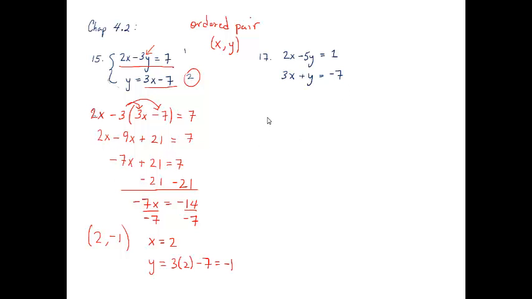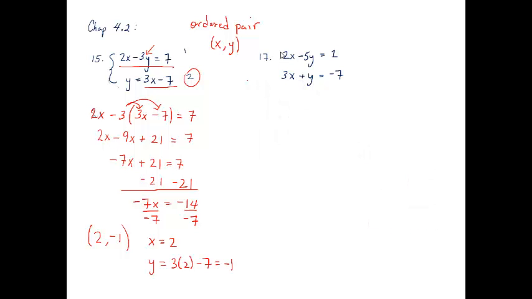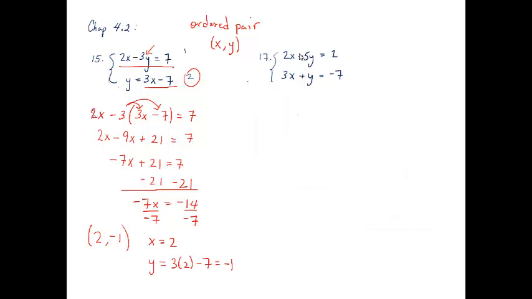Let's try number 17 because it's a little different from number 15. In number 17, I still want to solve my system of equations by substitution, but step 1 was not done for me. So I have to do that. Step 1 says solve one of the equations for one of the variables. So let's see here. How about, let me again label this equation 1 and equation 2. How about we solve equation 2 for y? Since its coefficient is a positive 1, it's less work.